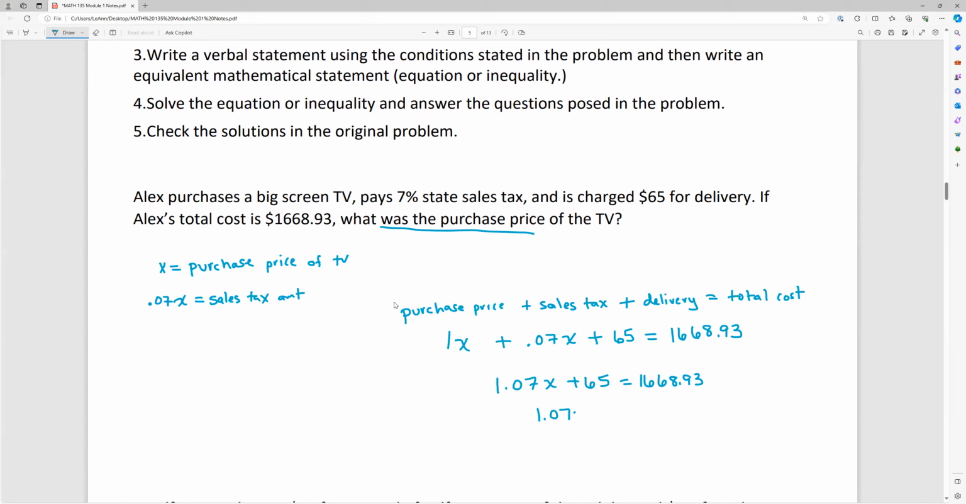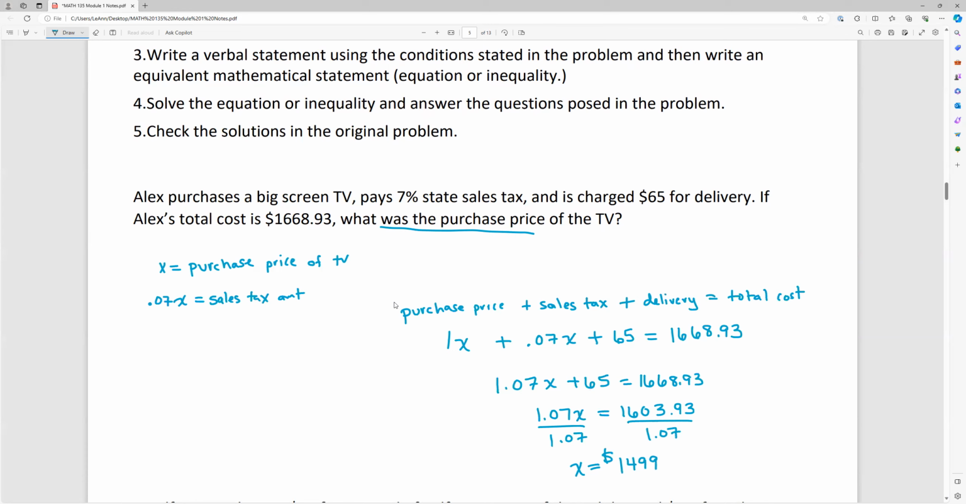Next, I would subtract over the $65. So 1.07x equals, I got $1,603.93 for subtracting it from that big amount. We're going to divide by 1.07 to get x by itself. And that comes out to a nice number when we do that. It's going to be $14.99. Now, that is our purchase price of our TV.